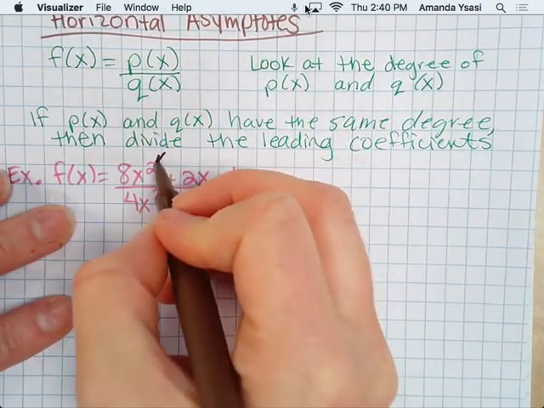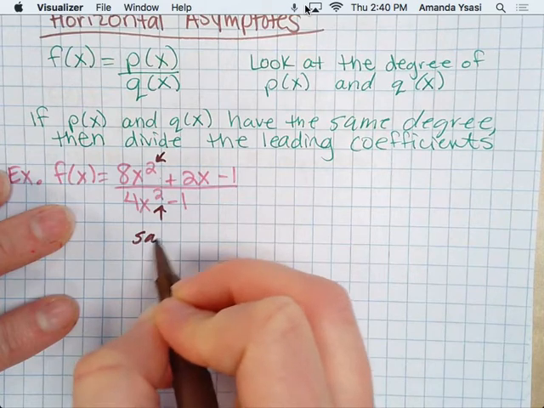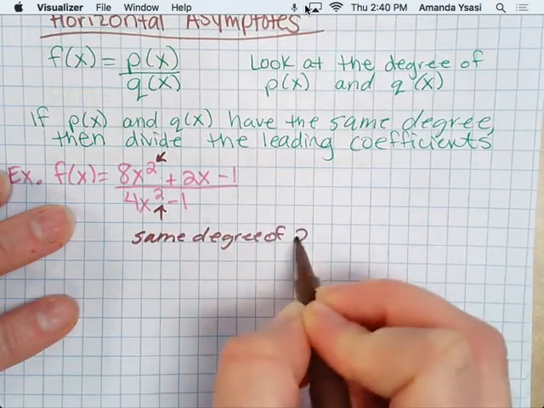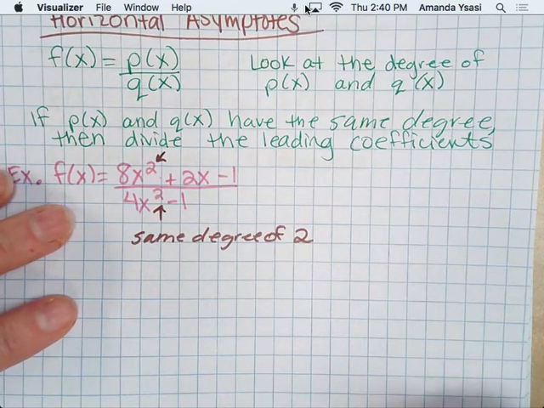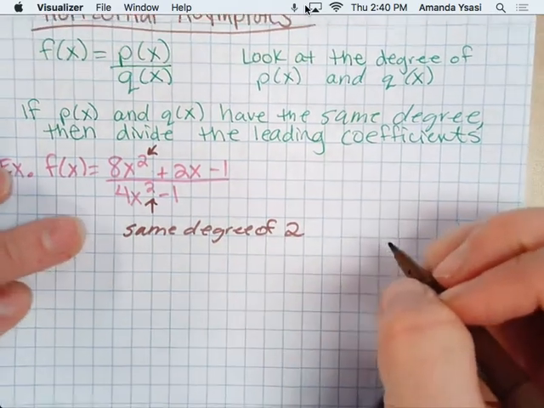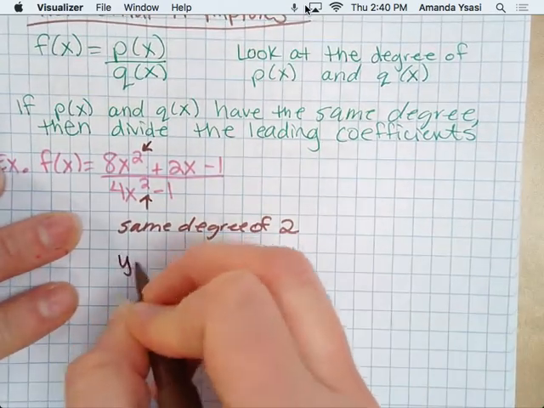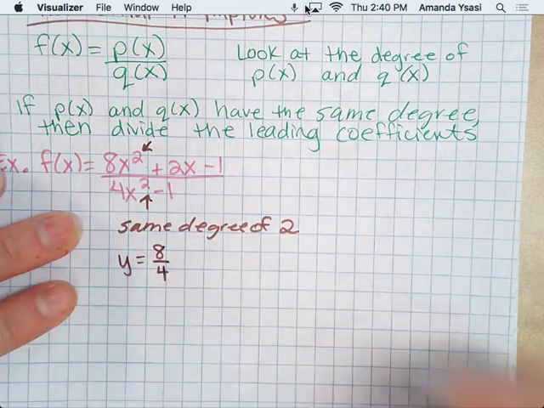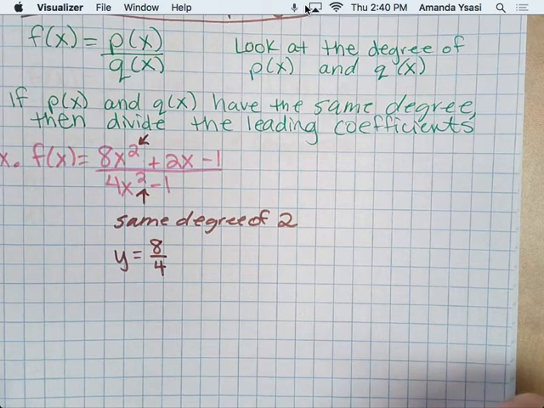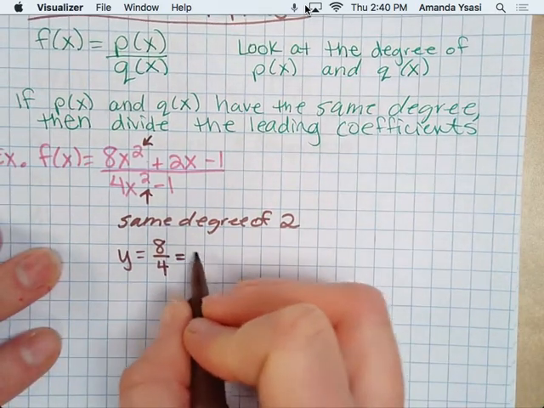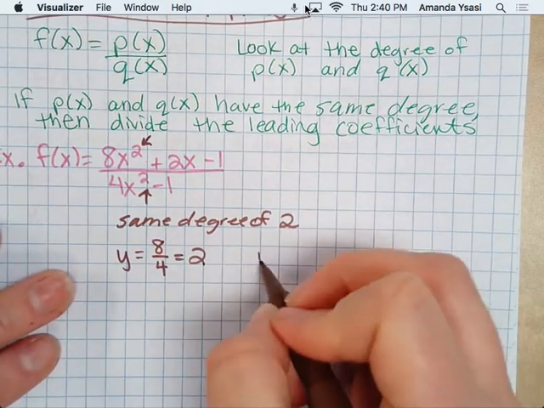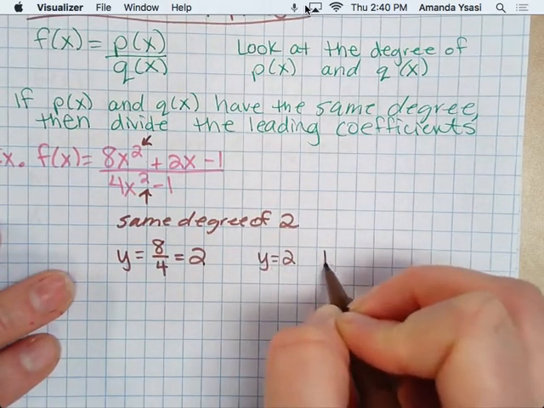These are the same degree, of 2. So we just divide our coefficients to get our horizontal asymptote. So we say y equals 8/4. Those are your leading coefficients. And 8 divided by 4 is 2. So y equals 2 is our horizontal asymptote.